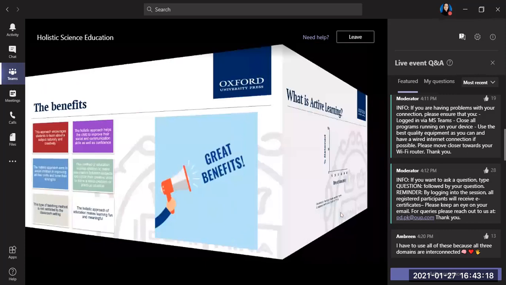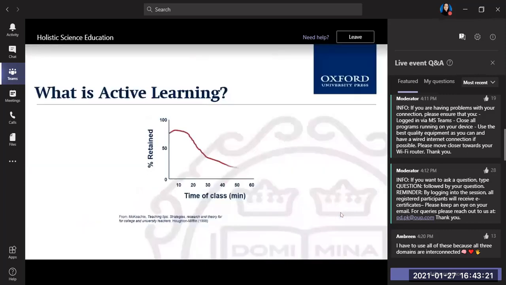Now, what is active learning? Active learning is any sort of strategy that engages the children and makes learning meaningful for them. Now, this is a grid in which there are two sorts of data represented. The one in maroon is basically showing how much the children retained after a lecture, and the other graph, shown by a pink line, shows how much a child retained after active learning.